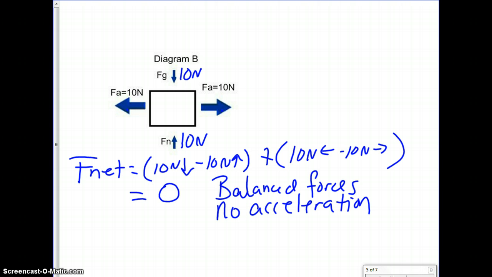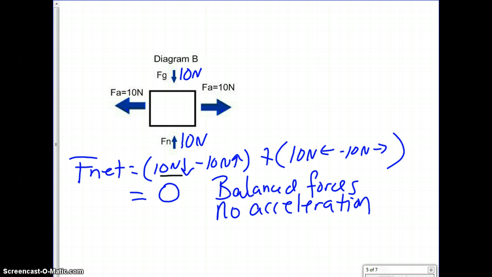All right, diagram B. Again, we're going to use the 10 newtons as our gravity. It's opposed by another 10 newtons of force in the upward direction. But here we have our F of A's, which happen to be our applied forces, pulling in opposite directions on this object. So let's take a look.